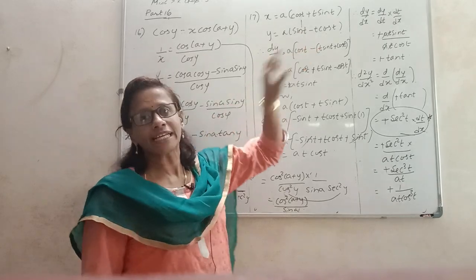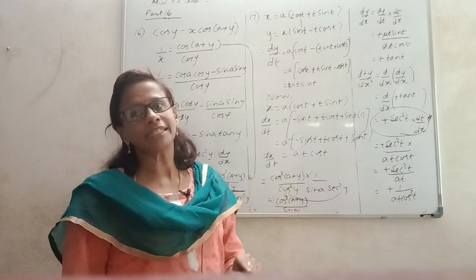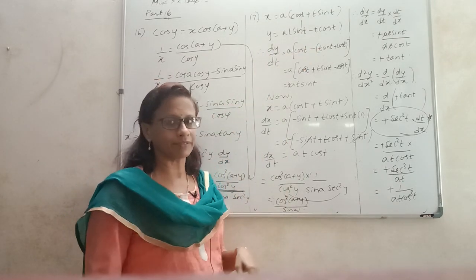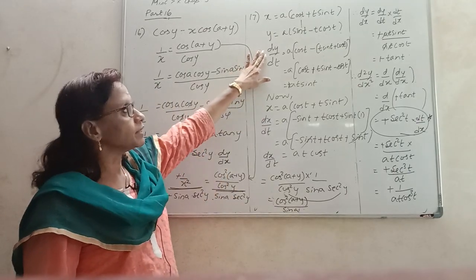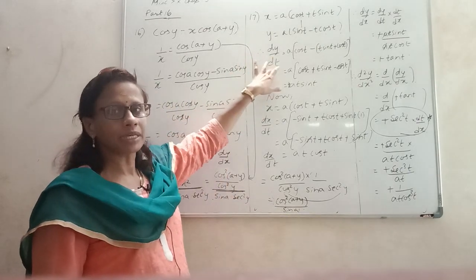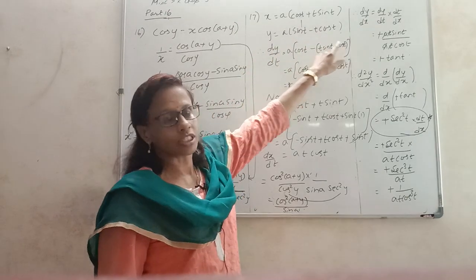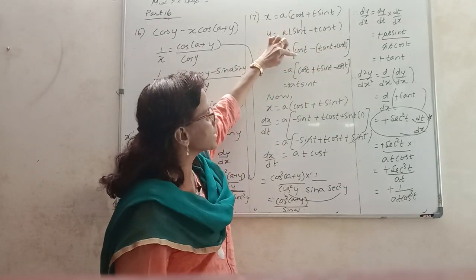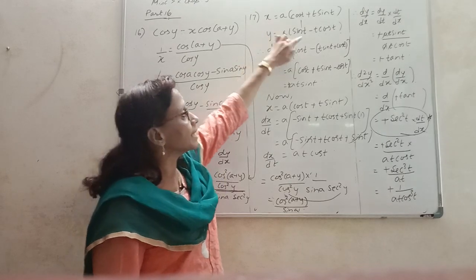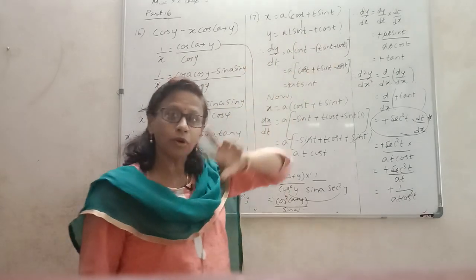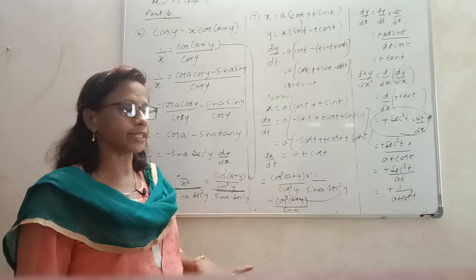I had told you that we'll get dx by dt and we'll get dy by dt, and then we will go on to find the derivative. So also we have found out dy by dt. Now how to find dy by dt? It's quite clear to us. A times sine t minus t cos t. So first we find the derivative of sine t, which is cos t, and derivative of t cos t, it's a product, so you have to use the product rule and get the derivative.